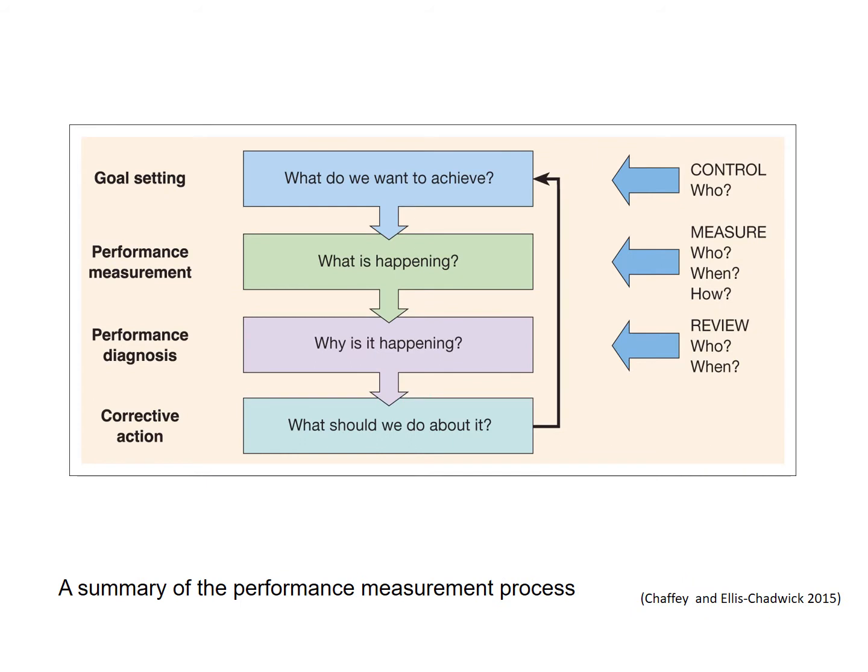So again, we have a summary of the performance measurement process, and we have goal setting. What is it exactly that we want to achieve, and who's in control of this? Who's responsible for this? Performance measurement: what's happening? Who's going to measure it? How often, and when is it going to be done? And what action is going to be taken after it?